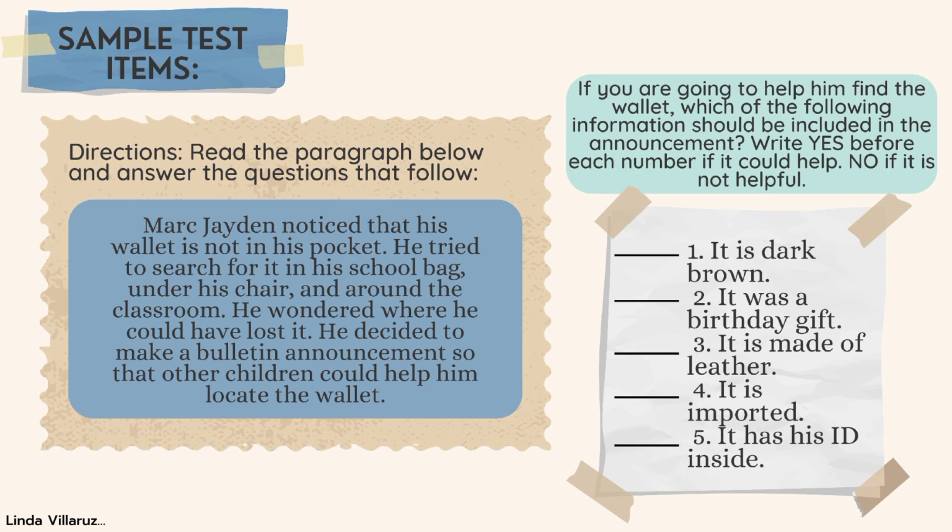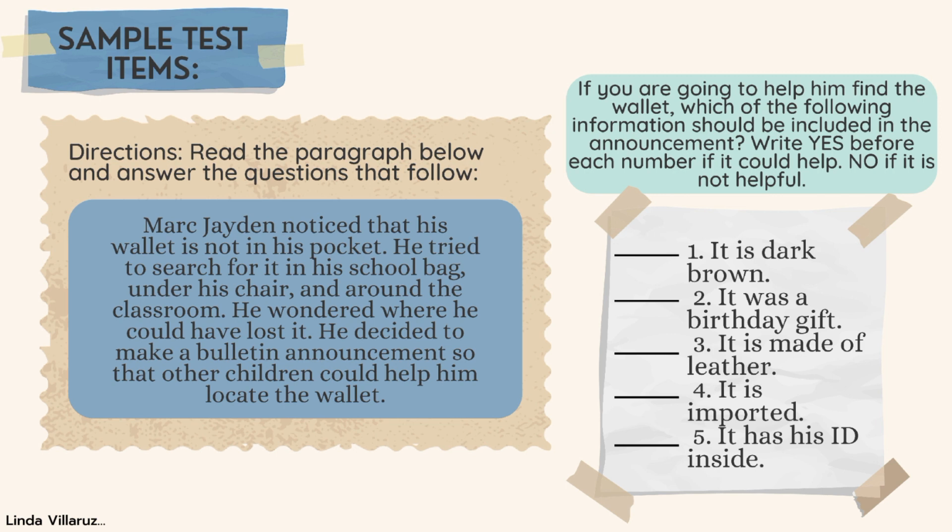So we have here the sample test items. Direction. Read the paragraph below and answer the questions that follow. Mark Jaden noticed that his wallet is not in his pocket. He tried to reach for it in his school bag under his chair and around the classroom. He wondered where he could have lost it. He decided to make a bulletin announcement so that the other children could help him locate the wallet.